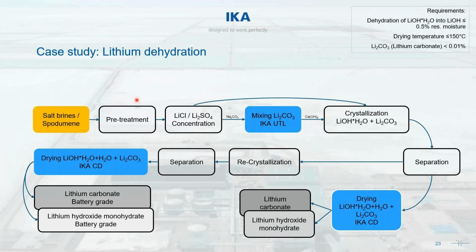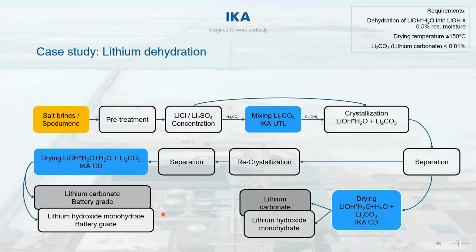And then we have this brine being concentrated via evaporation, and we can then process that into lithium sulfate or lithium chloride. After a series of crystallizations and separations, lithium carbonate can be treated to create lithium hydroxide and lithium hydroxide monohydrate, which is just a lithium hydroxide with a chemically bound water molecule attached. And then that compound can be further dried to produce our battery grade lithium hydroxide monohydrate.